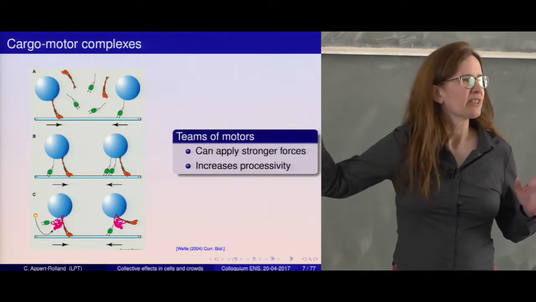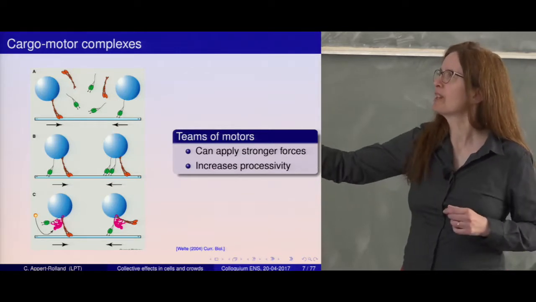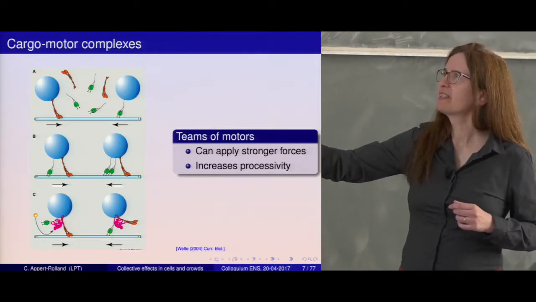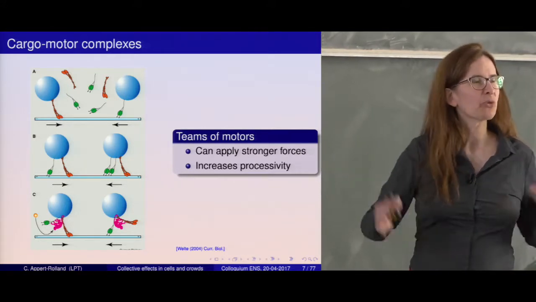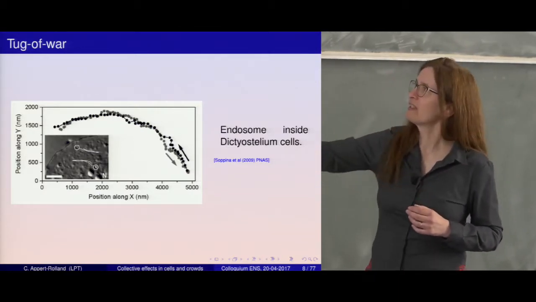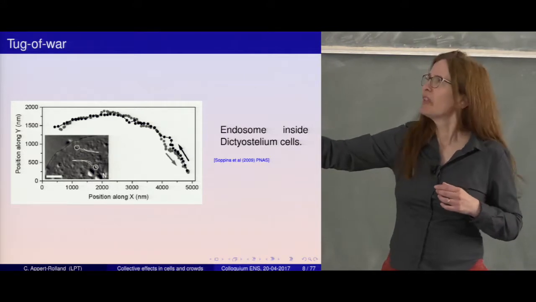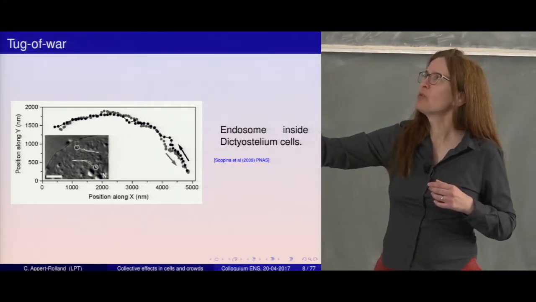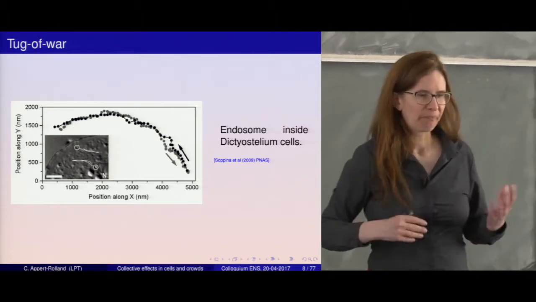It may depend on the system, but there are a number of pieces of evidence, and I will show you some of them, that we are more in this setup. So having motors of both types attached to the same cargo. An example: here we see the motion of an endosome, like a vesicle, inside a cell. And first you observe that they go in both directions. So the motion can be reversed.